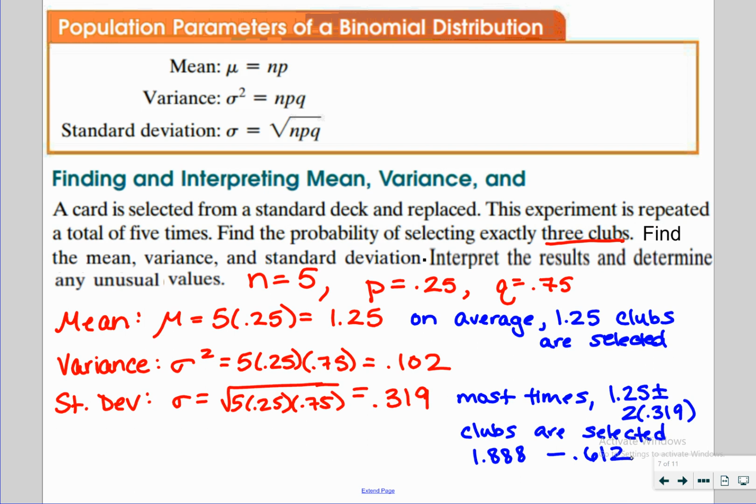And then any unusual values is the last question. So it would be unusual in this case to select 3 clubs because on average between about 0.6 and 1.8 clubs are selected. So anything outside of that range, which I'm just going to use a nice pretty whole number, 3, would be then considered unusual. And you could test that if you wanted to. You could find with the binomial theorem the probability of selecting 3 clubs, and you're going to see that it's less than 5%. Remember, that was another way we could test for unusual values.